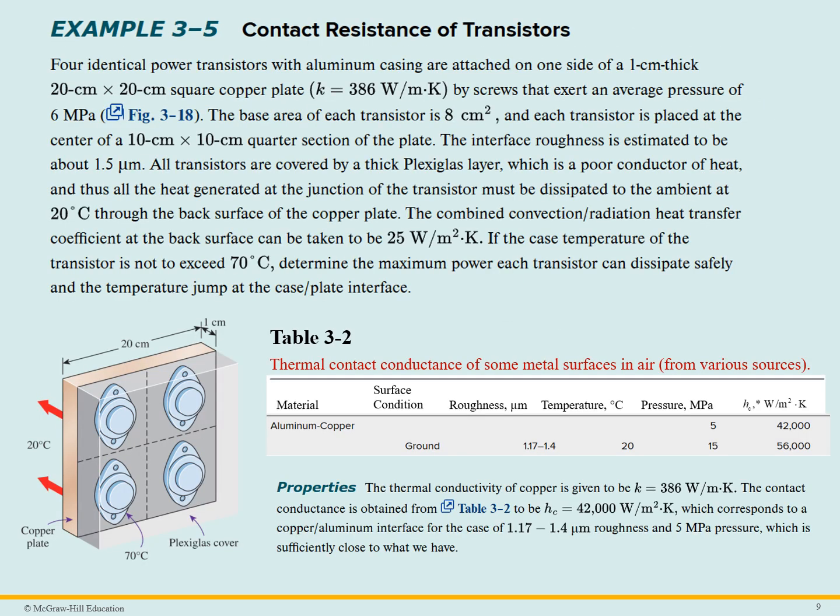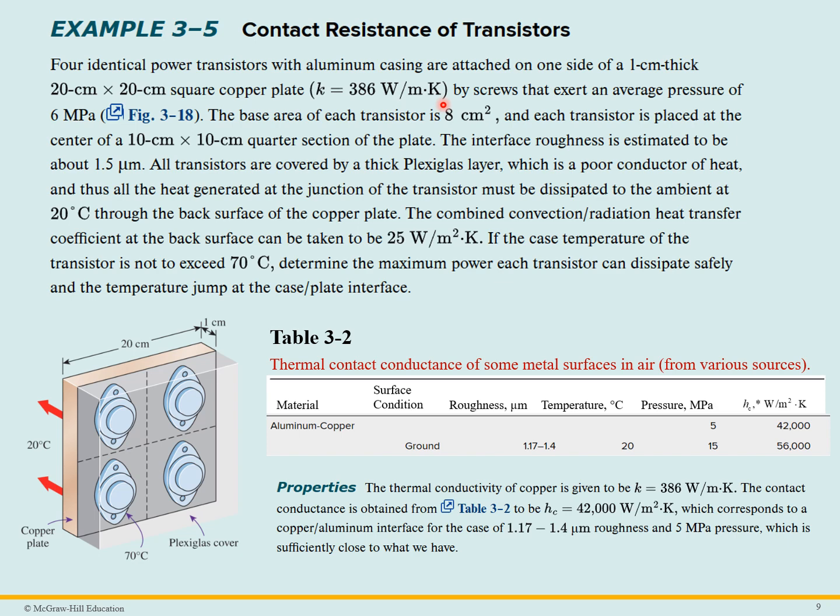So let's take a look at a little bit more complicated example. Here we have 4 identical power transformers with aluminum casings that are attached on one side of a 1 centimeter thick, 20 by 20 centimeter square copper plate. So here we have aluminum attached to copper. The K value for the copper plate is given as 386 watts per meter Kelvin.